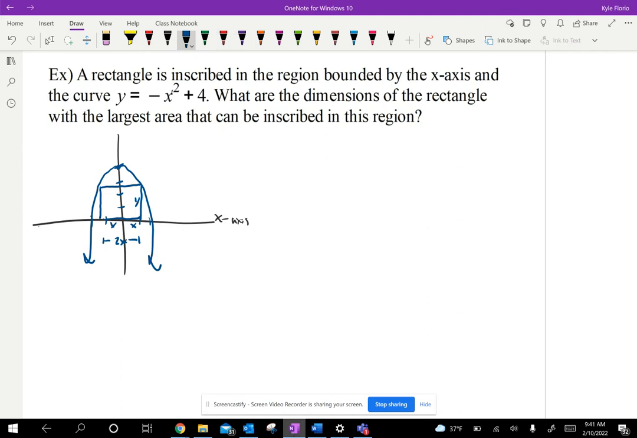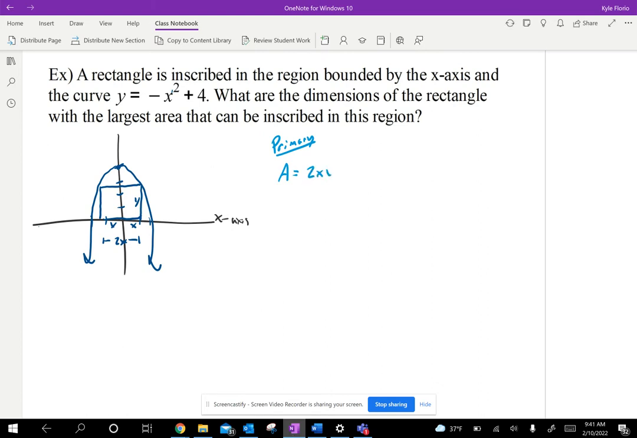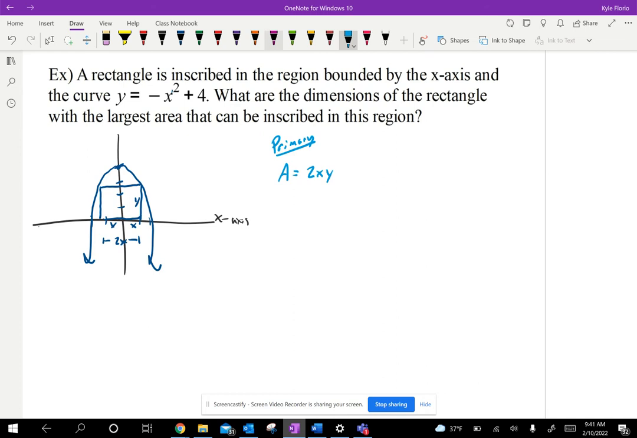So just like any other question, we need a primary equation and a secondary equation. The primary equation is what we're trying to maximize or minimize. So what am I trying to maximize or minimize? The dimensions of the rectangle with the largest area. So I want to maximize the area of this rectangle. The area of a rectangle is base times height. The base is 2x. The height is y. But again, we have two variables, so I need to come up with a secondary equation.